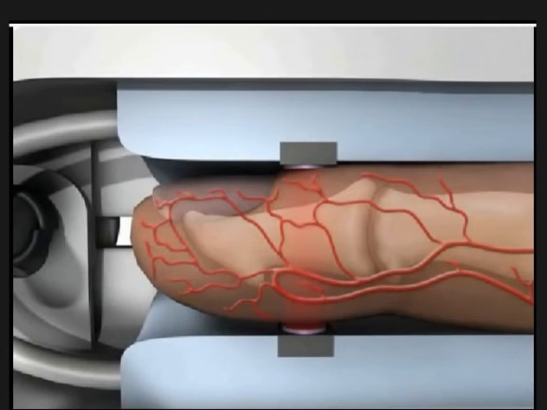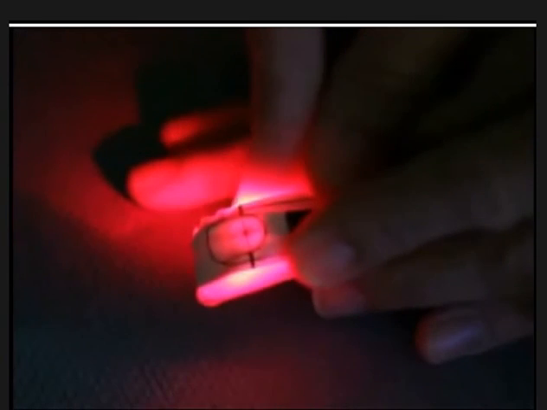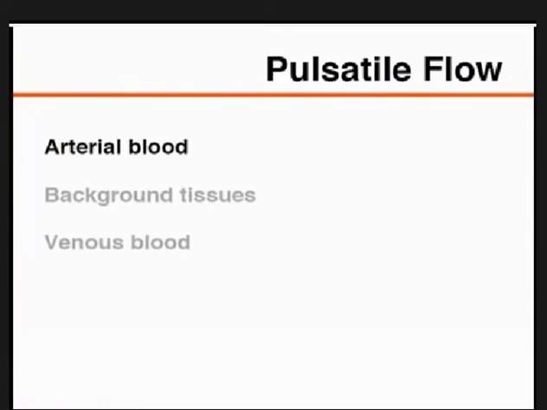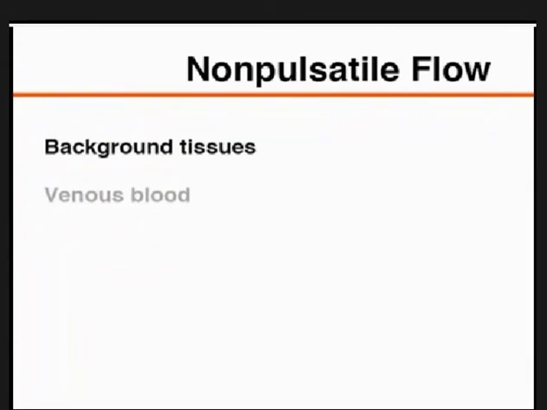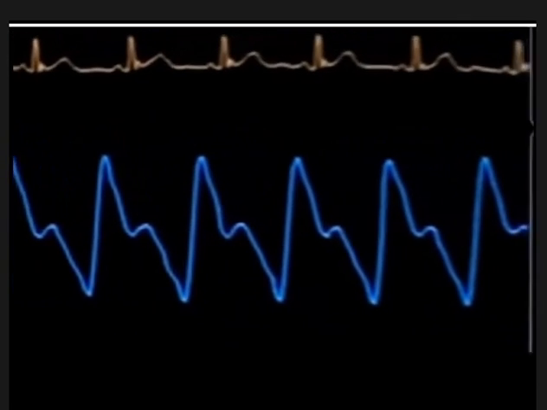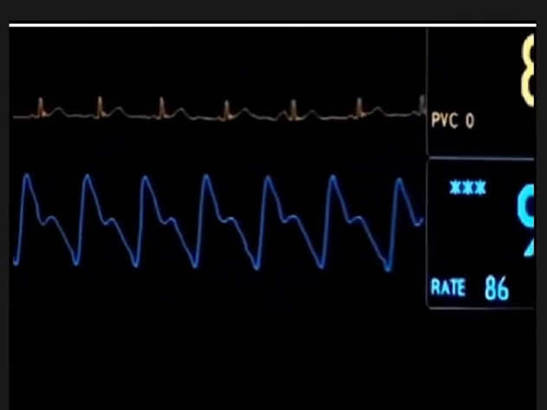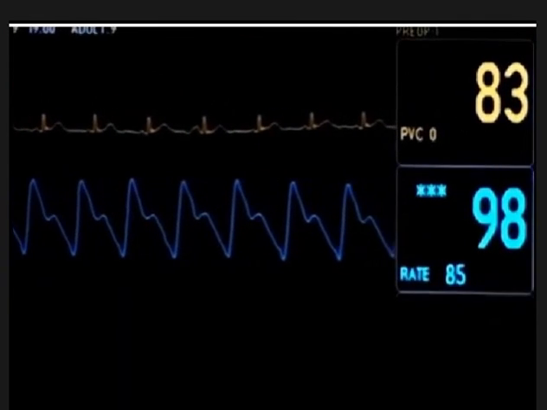The photodiodes turn on and off several hundred times per second to record the light absorption during pulsatile and non-pulsatile flow. During pulsatile flow, the light absorption of arterial blood, background tissues, and venous blood is detected. During non-pulsatile flow, only the light absorption of background tissues and venous blood is detected. The microprocessing unit compares the light absorption during pulsatile and non-pulsatile flow to isolate the light absorption of arterial blood and thus determine the arterial blood oxygen saturation.